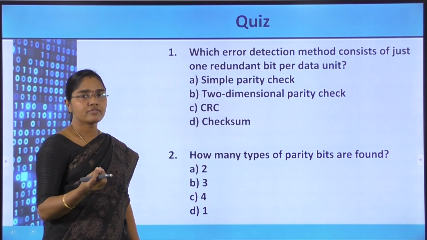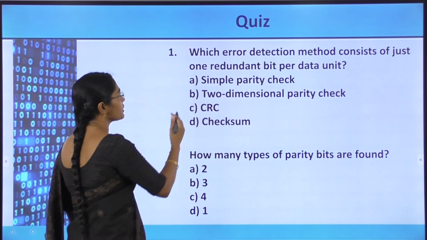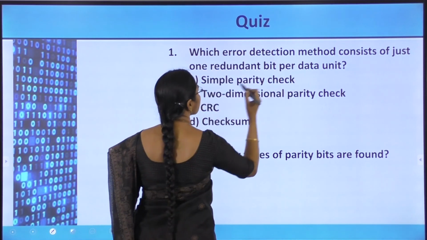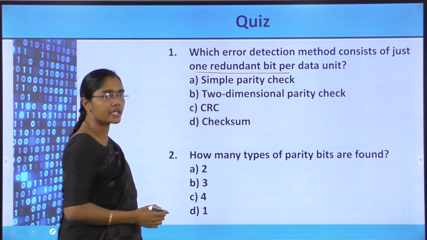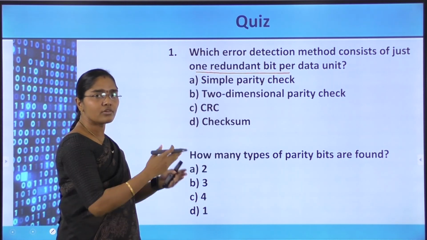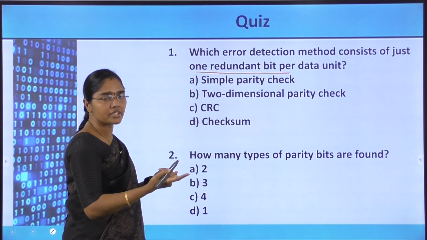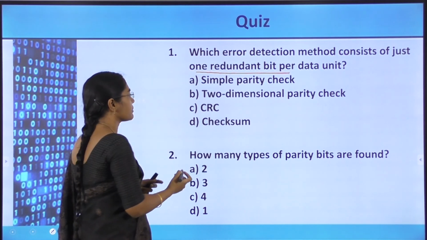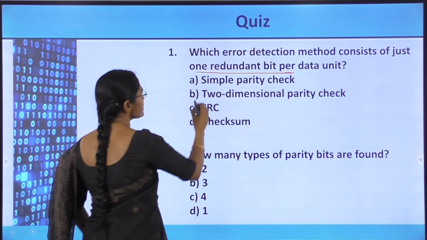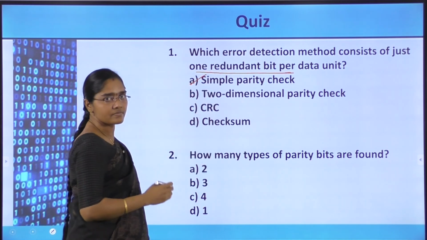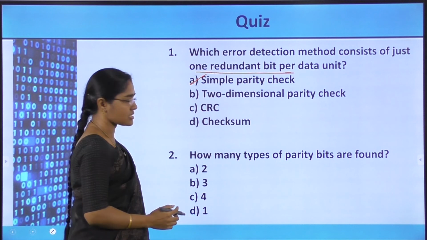Then let's have a small quiz. The first one: which error detection method consists of just one redundant bit per data unit? Which of the following methods uses one redundant bit? A redundant bit is nothing but an extra bit. The extra bit we add in parity, so that is simply the simple parity check, which we have seen just now.